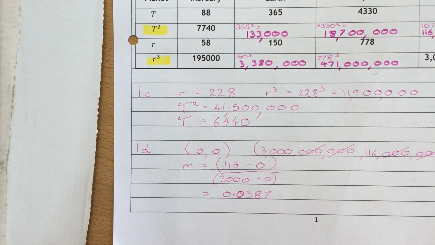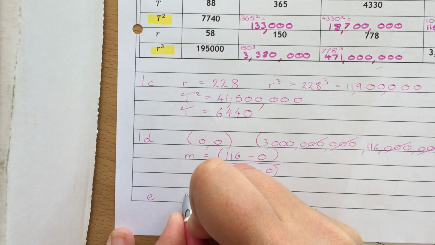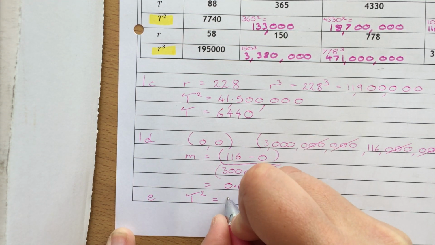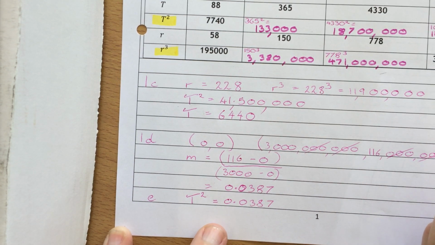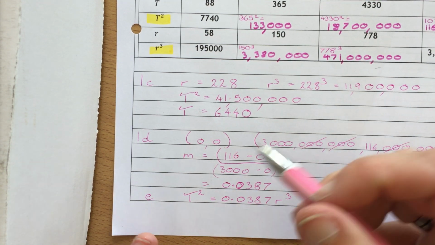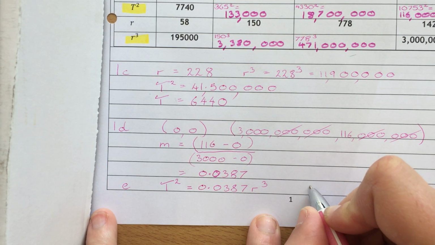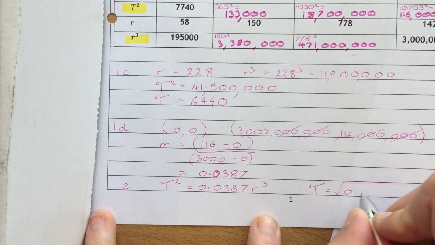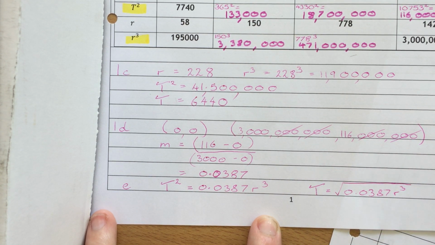So part E asks us to use this value of k. So at that point we've got an equation that is t squared equals 0.0387 r cubed. And if we want this just to be in terms of t, then we've got to square root both sides. So we'll have the square root of 0.0387 r cubed.